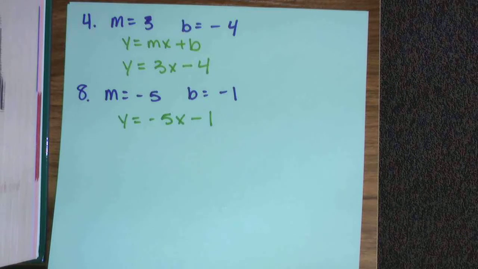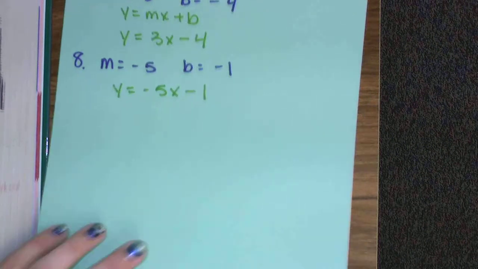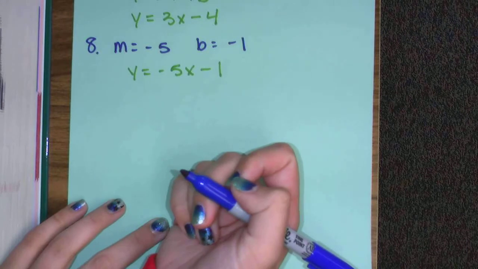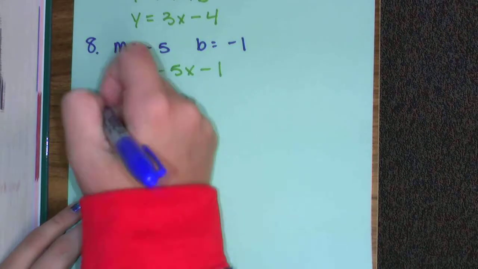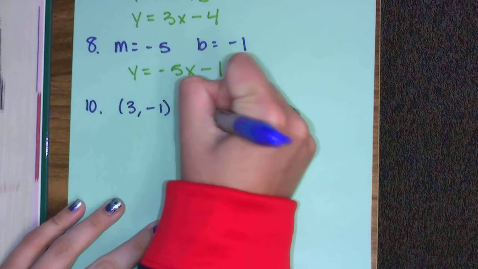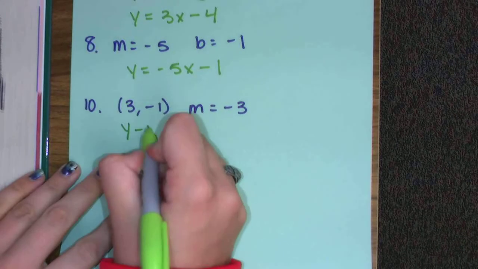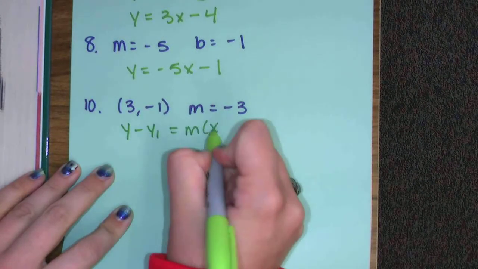Alright, so now we're going into point-slope form. You have to start in point-slope form, and then you work your way down to slope-intercept form. So ultimately your answers are going to look like this, but that's not how they start out. Number 10: we have the point (3, negative 1) and a slope of negative 3. Just as a refresher, it's y minus y1 is equal to m times x minus x1.